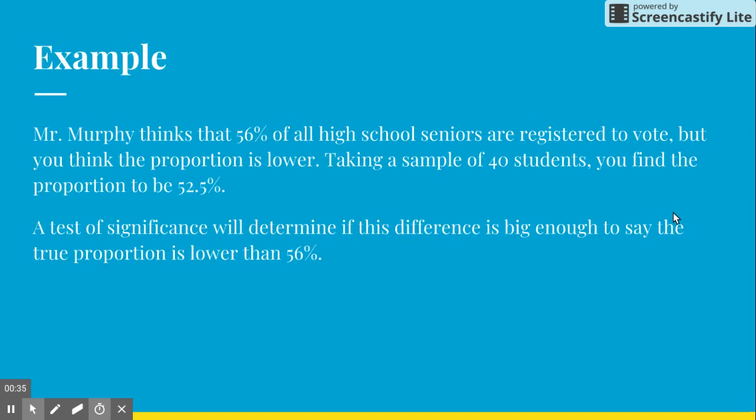So in this example problem, it says that Mr. Murphy thinks that 56% of all high school seniors are registered to vote, but you think the proportion is lower. Taking a sample of 40 students, you find the proportion to be 52.5%. A test of significance will determine if this difference is big enough to say the true proportion is lower than 56%.